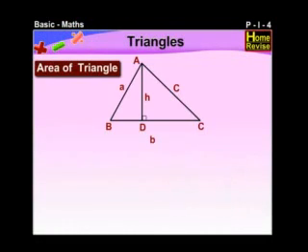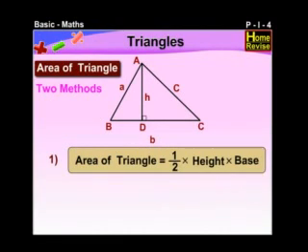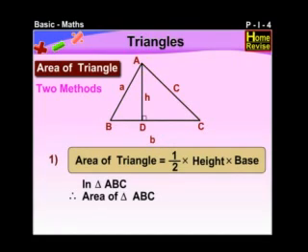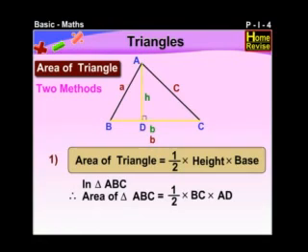Let us now study how to find the area of a triangle. There are two methods to find the area of a triangle. Number one, area of triangle is equal to half into height into base. In triangle ABC, side BC is the base and side AD is the height of triangle ABC. Therefore, area of triangle ABC is equal to half into base into height, that means 1/2 into BC into AD.